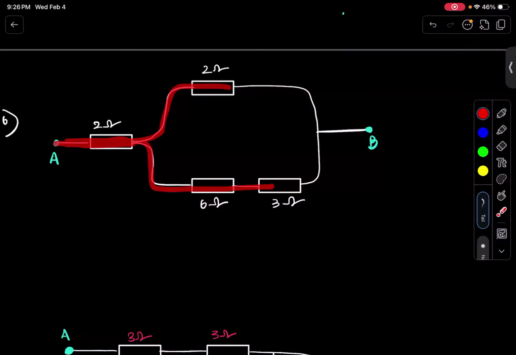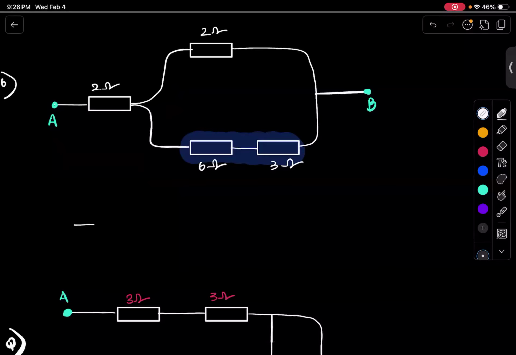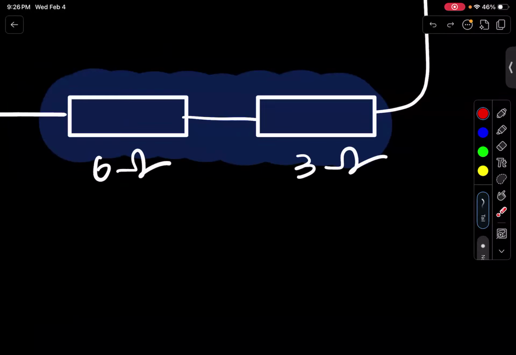Now, do you notice that these two are actually in series with each other? That means you can make the question a bit neater by saying that these two just add up to be 9, because these two together are in series. It's like series within parallel, right? Although this one and this one have different currents passing through them, if you zoom in, then this is just series, right?